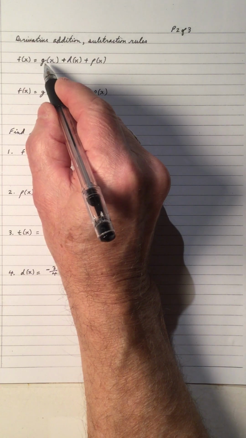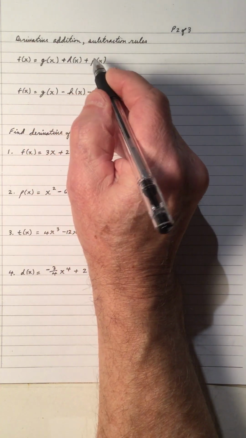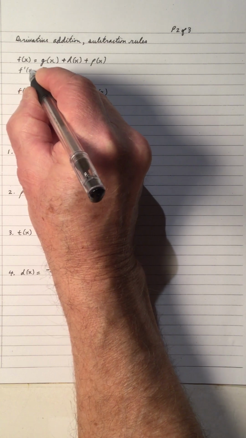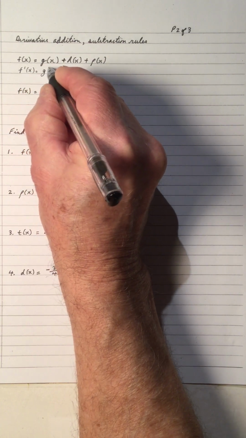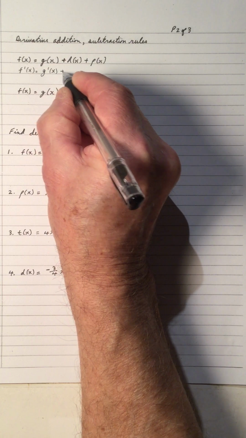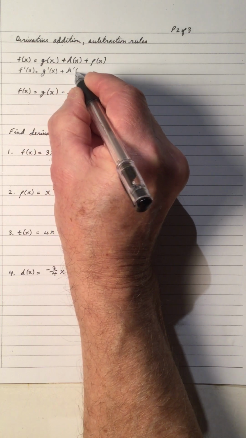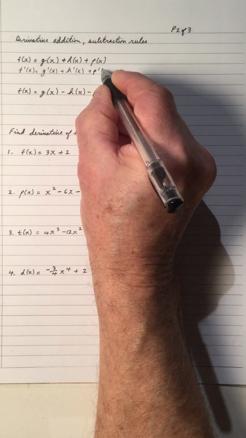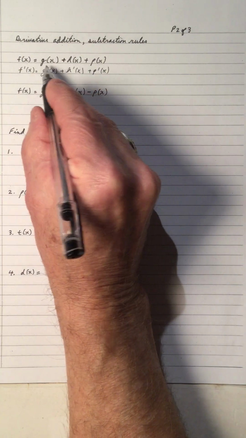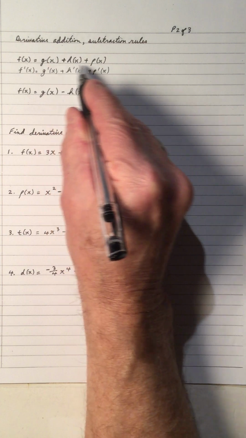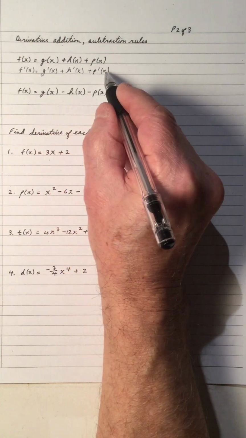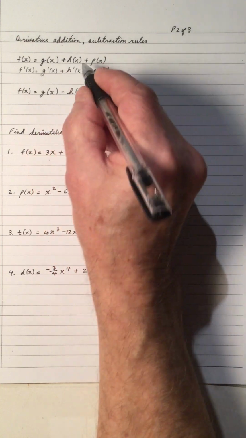If f of x is equal to g of x plus h of x plus p of x, then the derivative of f of x is the derivative of each one. So you do the derivative of each one. Now this could be two terms, three, four, five, it doesn't make any difference. You just add them up, and it could be a combination.